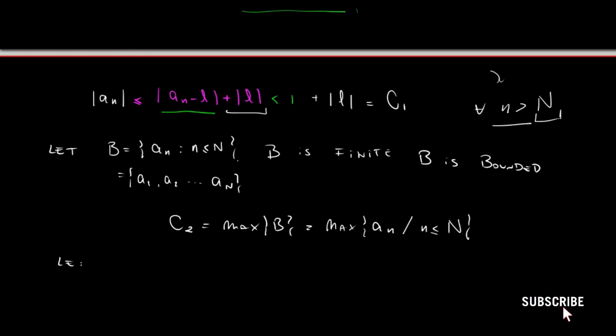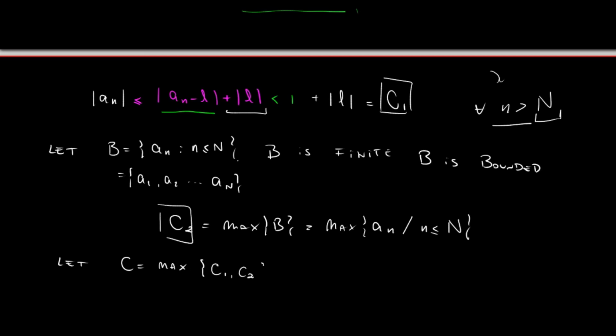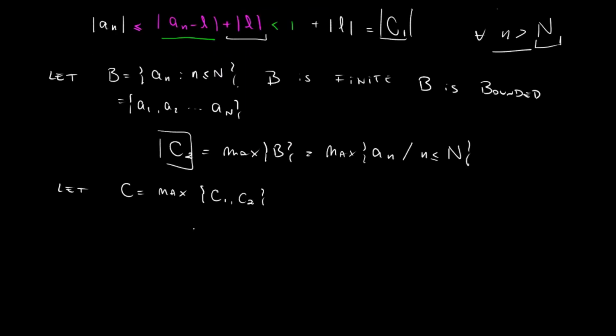Now let's call C equal to the maximum between the two bounds we have, between C1 and C2. So C is greater than or equal to C1 and also is greater than or equal to C2. So we have that a sub n is smaller than or equal to C1, smaller than or equal to C, for every n greater than N.